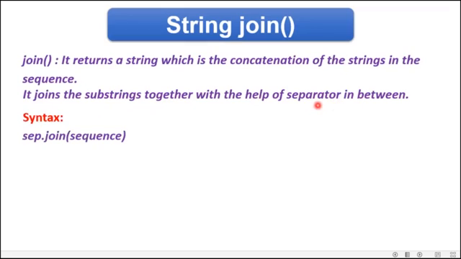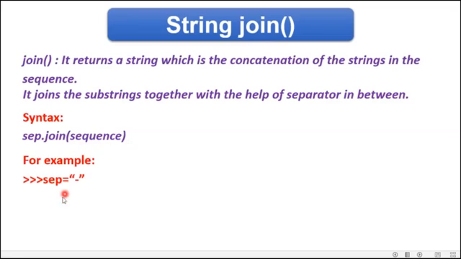So what is the syntax for writing this? Separator dot join, in the bracket we are passing a sequence. So the separator which we want to join in between the substrings, we are mentioning it in the beginning. After that, with the help of dot operator, we are writing join function. And inside join function, we have only one parameter, that is sequence. That means the list or tuple or a string we are going to join together.